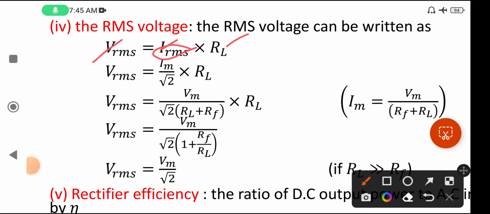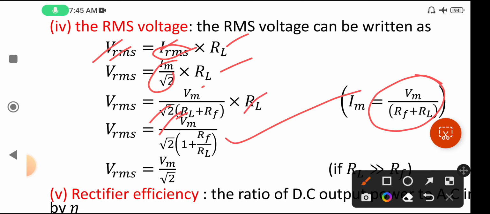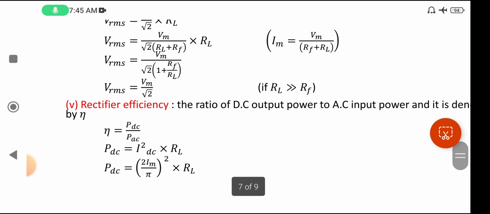So current is RMS current, so voltage is also RMS. The RMS value we calculated above is Im by root 2 into RL, and the Im value we know is Vm by 2 Rf plus RL. Substitute the value here, and take out the RL value. If you take RL outside, that RL gets cancelled, we get this, and apply this condition, then this term is 0. Then root 2 into 1 becomes root 2 only, so that is why Vm by root 2.